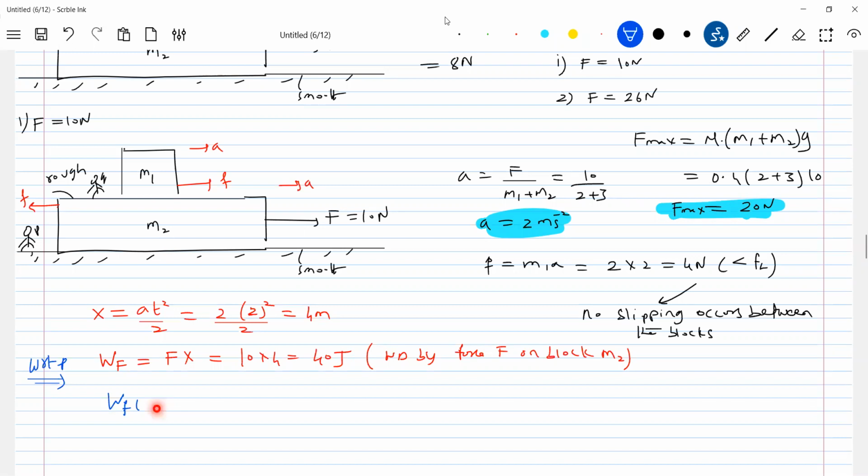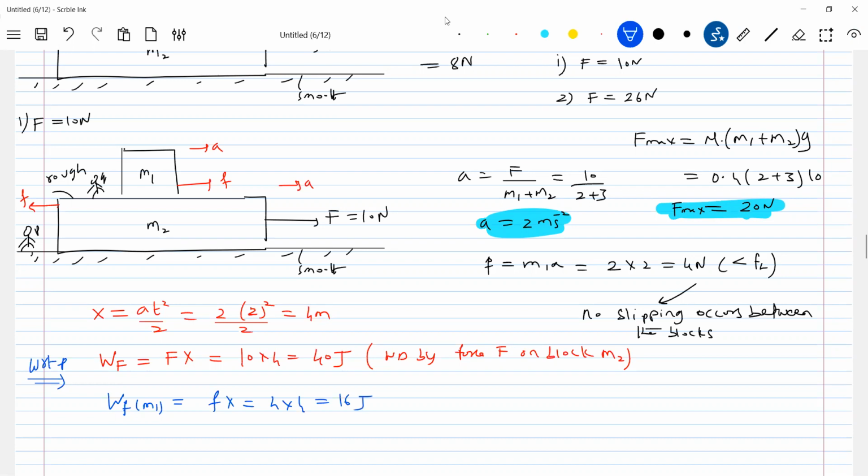I'm splitting this up like this. Who will move the block M1? The friction force only. All of you able to see this? The friction force only. So what is the displacement of the block M2? That should be the displacement of block M1 because no slipping occurs. So what is the equation we are going to write? F into X. And what is the friction force acting? 4 Newton. 4 into 4, 16 joules. This is with respect to P, no?